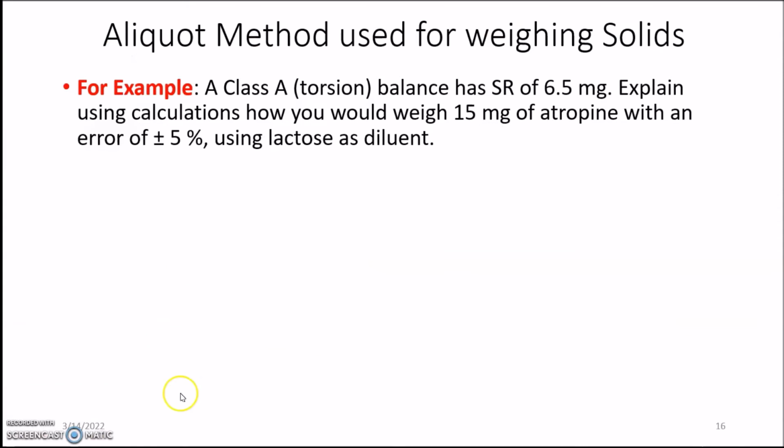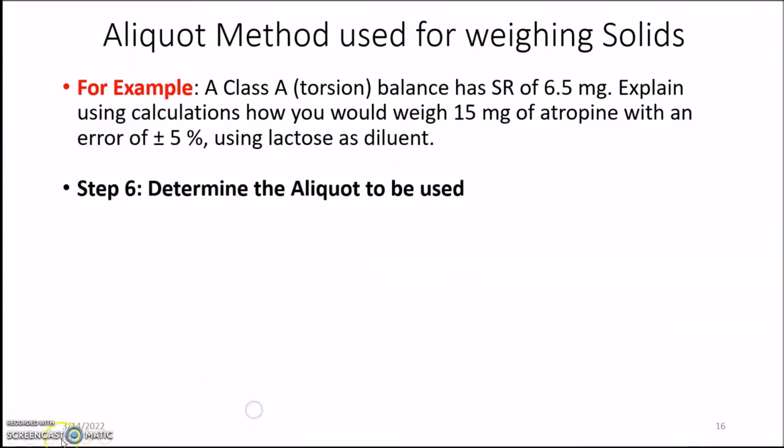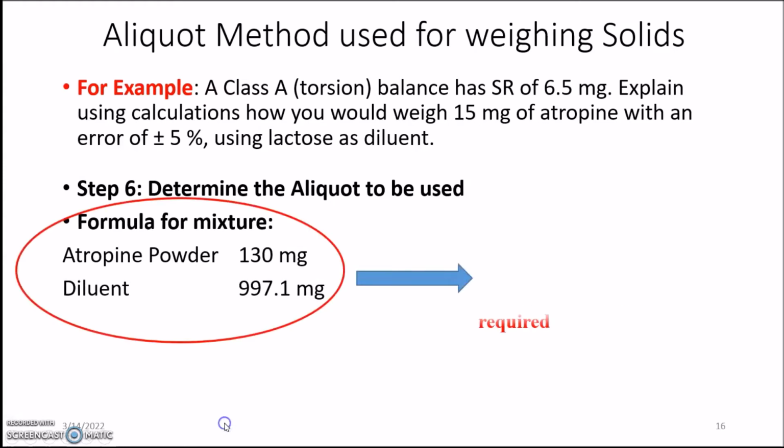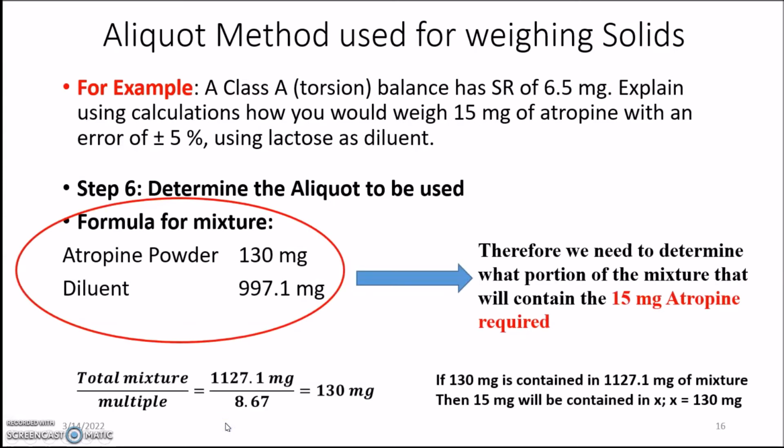So if you can't see it in that way, then you can always prove it using ratio and proportion. Alright? But definitely, if you follow the steps, then you know that your aliquot is going to be the total mixture divided by the factor, and whatever you get will be the amount of mixture you need to remove that will contain your 15 milligrams of drug that you couldn't weigh in the first place.